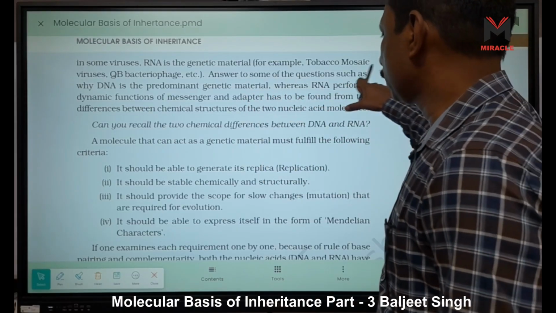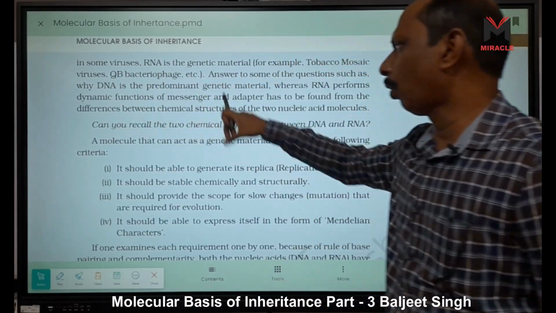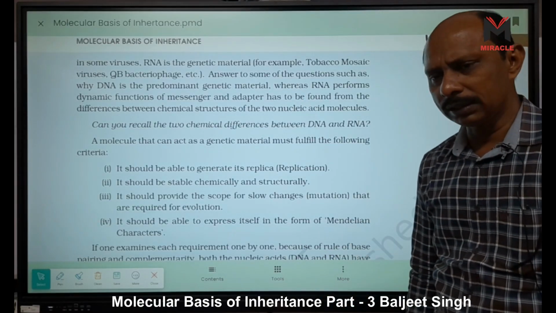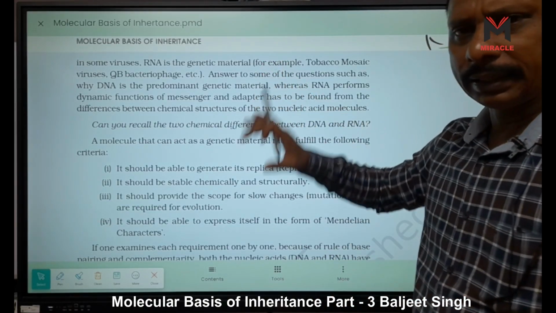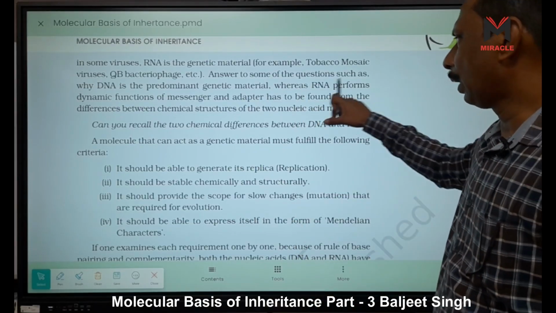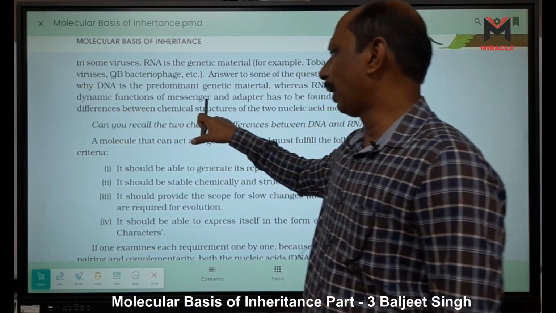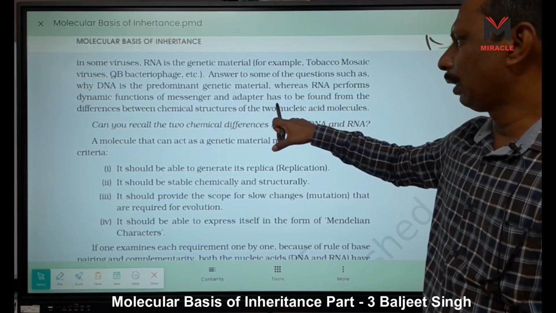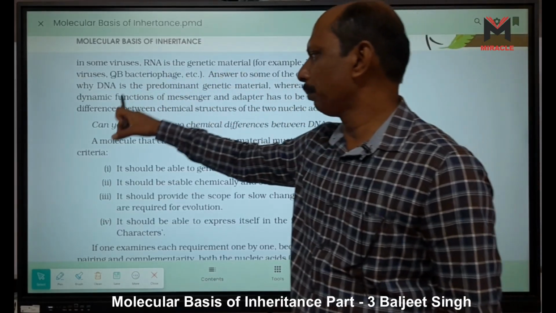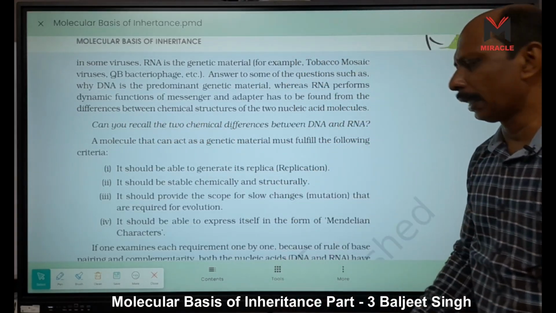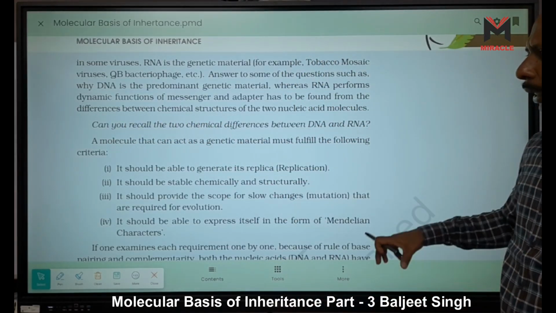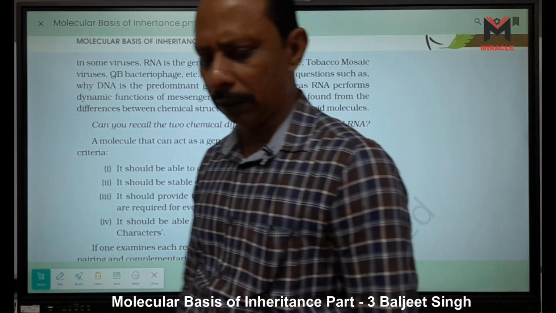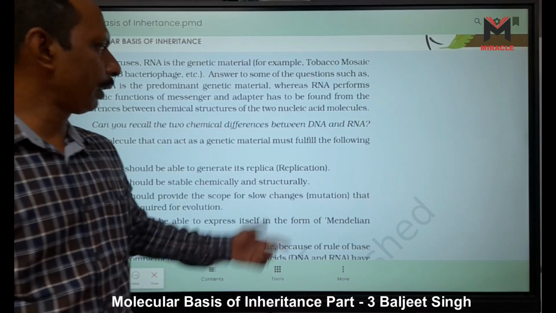Answer to some of the questions such as why DNA is the predominant genetic material. Why is DNA the dominant genetic material in all living organisms except some viruses? Whereas RNA performs dynamic functions of messenger and adapter. The answer has to be found from the difference between the chemical structures of the two nucleic acid molecules, right? Here, can you recall the two chemical differences between DNA and RNA? Already we read the structure of DNA and RNA.